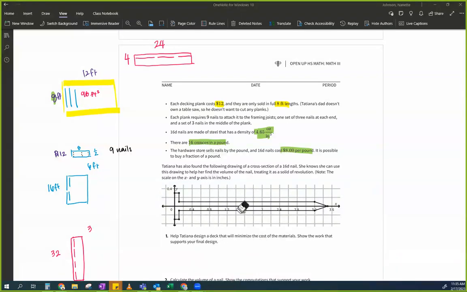So I'm going to pause it really quick. I want your ideas. Think about how you would cut this up into shapes that you're familiar with. What shapes are you going to be using? So I'm going to pause the video really quick and give you time to think about this.